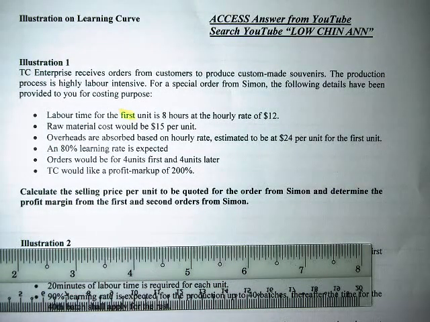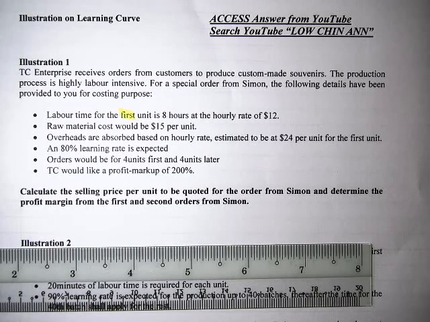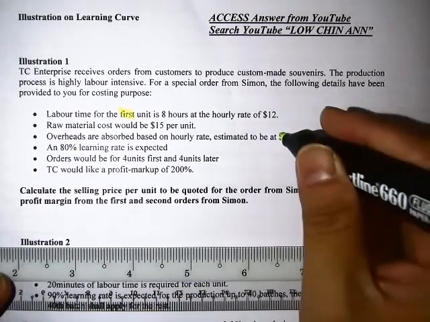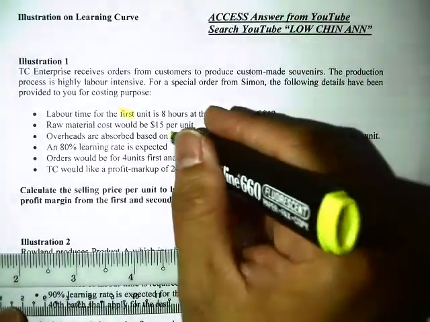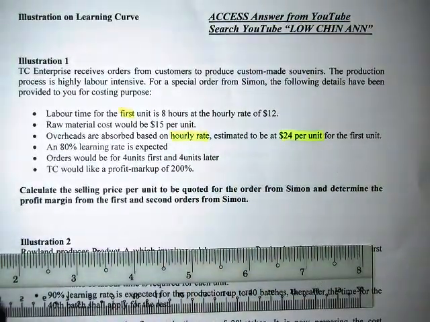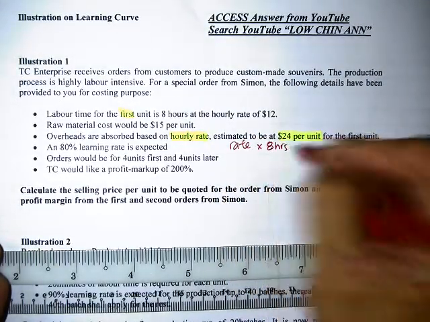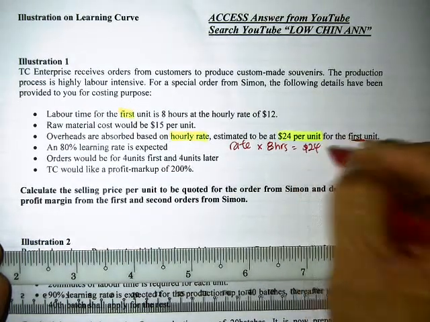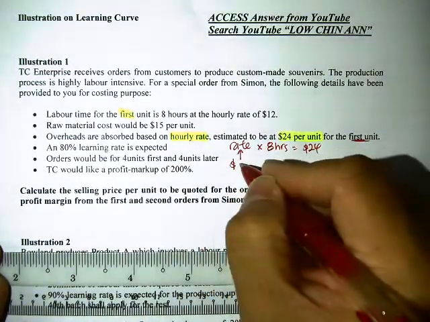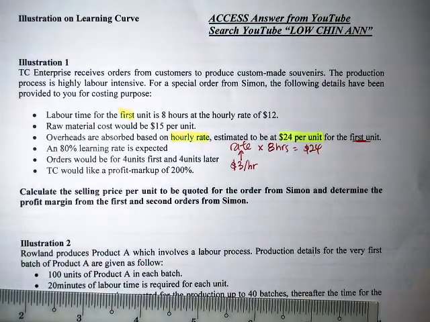It's 8 hours at the rate of 12. Raw material cost would be $15 per unit. Overheads are absorbed on an hourly rate, which is estimated to be $24 per unit for the first unit. Now there's a trick here. It's 24 per unit, but the absorption is on an hourly rate. So the rate multiplied by 8 hours for the first unit is 24, so the rate is actually 3 per hour.